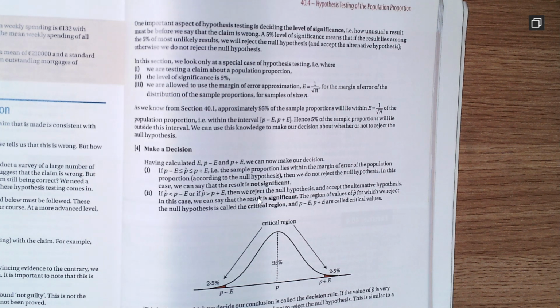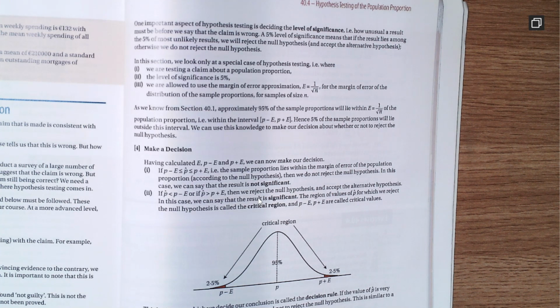In this section, we look only at the special case of hypothesis testing, where we are testing a claim about a population proportion. The level of significance is 5%. So that means the z-score is going to be 1.96, because 1.96 is what you look for within your 5% level of significance.